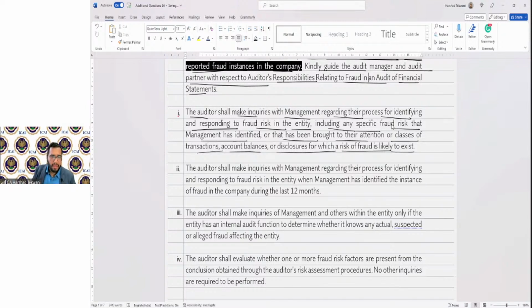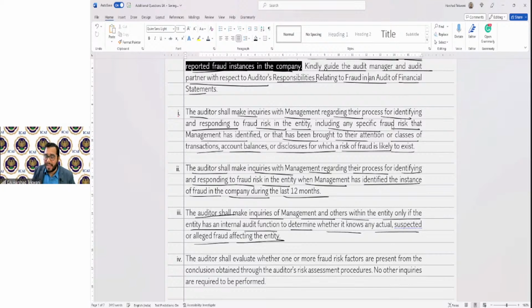Auditor shall make inquiries with management regarding their process for identifying and responding to the fraud risk in the entity when management has identified the instance of a fraud in the company during last 12 months. The auditor shall make inquiries of the management and others within the entity only if the entity has an internal audit function to determine whether it knows any actual and suspected or alleged fraud affecting the entity. The auditor shall evaluate whether one or more fraud risks are present from the conclusions obtained through the auditor's risk assessment procedures. No other inquiries are required to be performed.